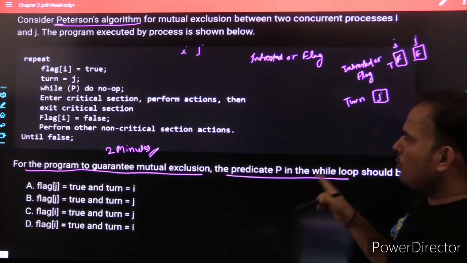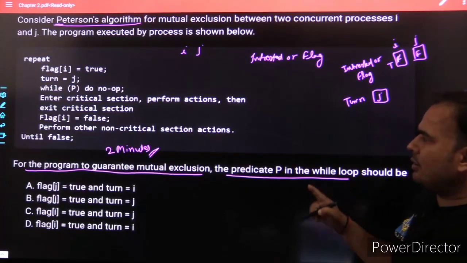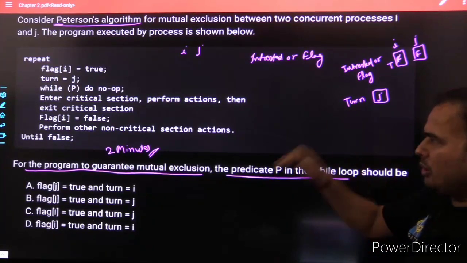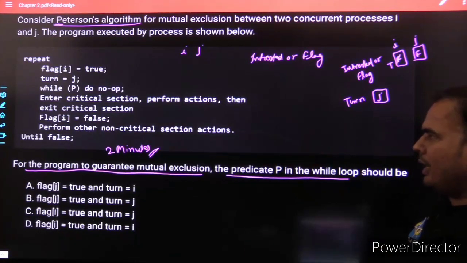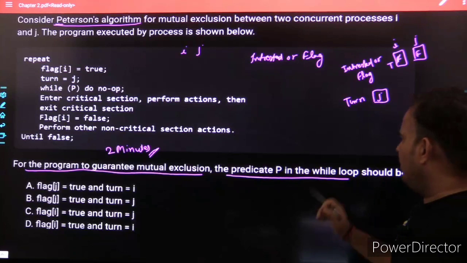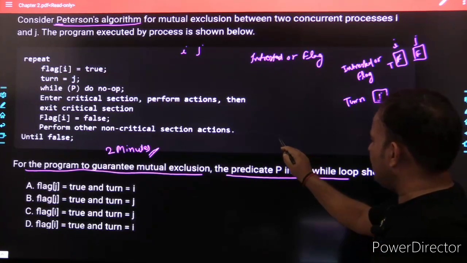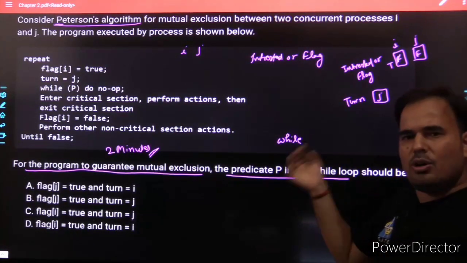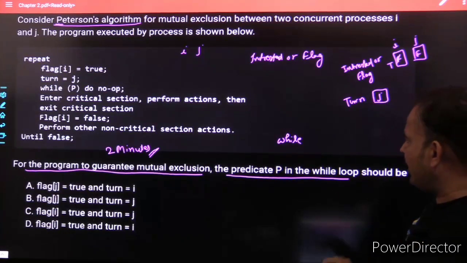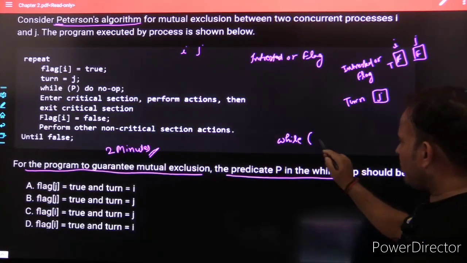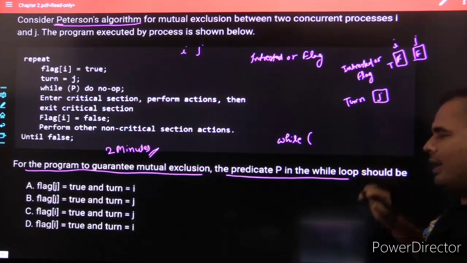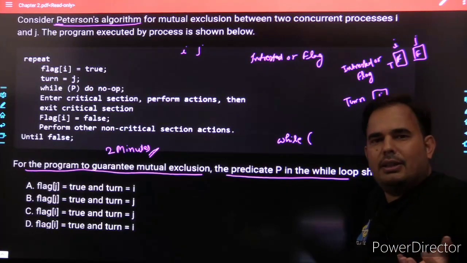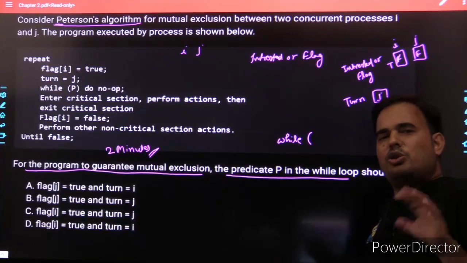To go into the critical section, the I process needs to get past the while loop. In the Peterson solution, the while loop has two conditions, my dear friends. I need to break the while loop condition, and only then can it go into the critical section. So what should the code be? If any one of the two conditions is false, then the while loop condition breaks and the I process can go into the critical section.